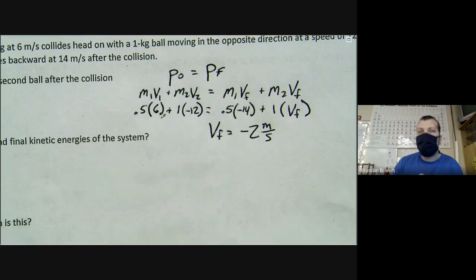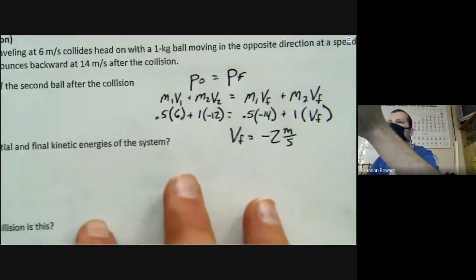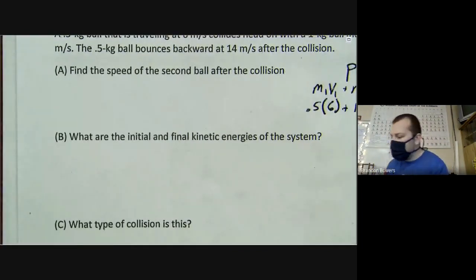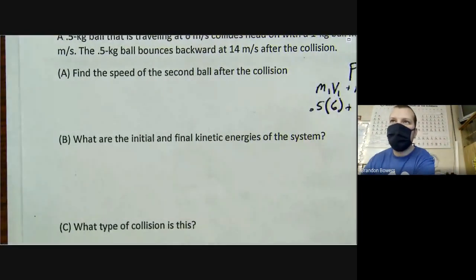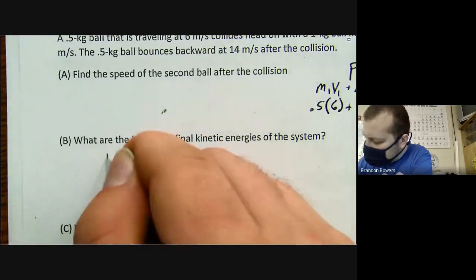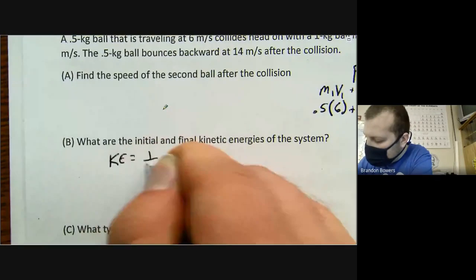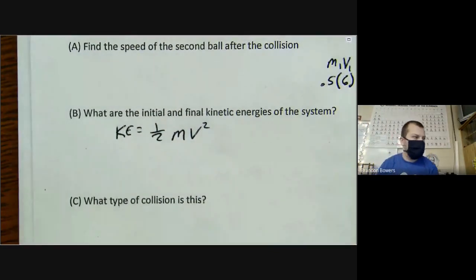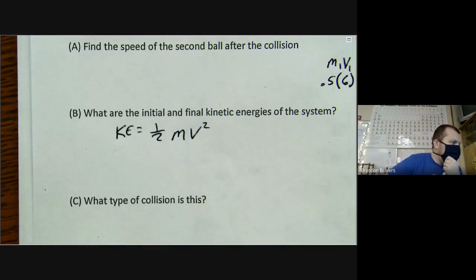Fair enough. Kinetic energy formula? Absolutely. 1/2 mass velocity squared. All right, so my kinetic energy is 1/2 the mass velocity squared. Okay, so if we check this out, do you want to do initial or, well, let's do initial first.